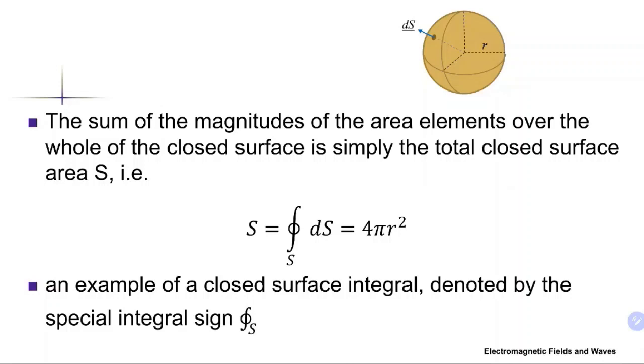So an example of a closed surface integral, we denote it with this circle here in my integral, and then we use a subscript s to show that this is a closed surface integral. And the integral of ds, in this particular example, will be equal to the surface area of the sphere, which is 4 pi r squared. And that will be the total closed surface area. Okay.